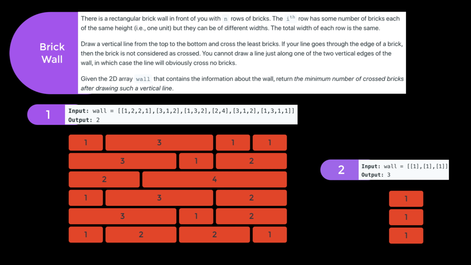In the second example below, we're given a wall with 3 rows, where each row contains 1 brick having a width of 1. The output is 3 in this case. This is because any vertical line drawn within the wall crosses 3 bricks.